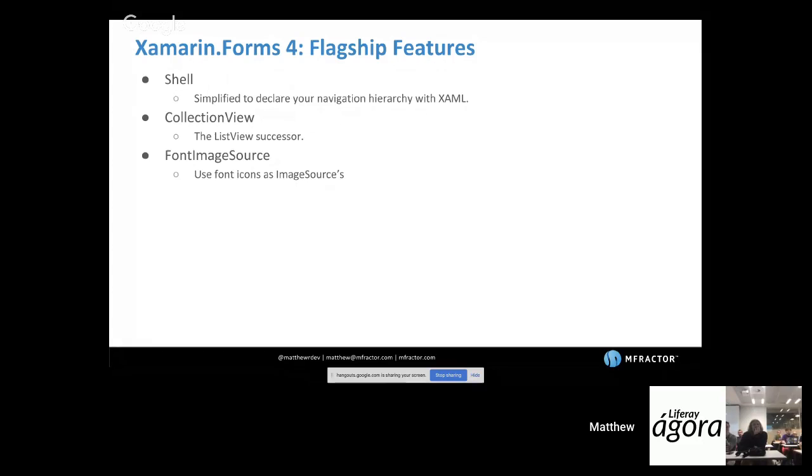It's quite useful because you get a top-level view of the entire navigation structure of your application defined in XAML rather than C#. There's some advantages to this. It makes your navigation hierarchy easier to be refactored and changed, but I'll go into that in more detail in a couple of minutes. I'll also go into Collection View, which is the spiritual successor to List View. It's a lot more flexible than List View. Again, we'll go into this later.